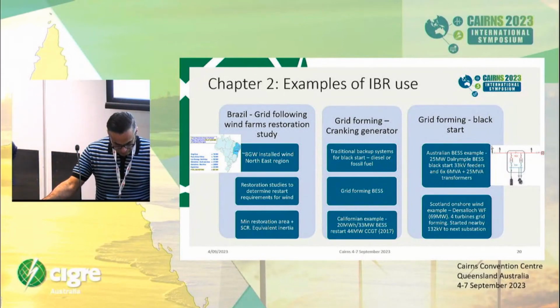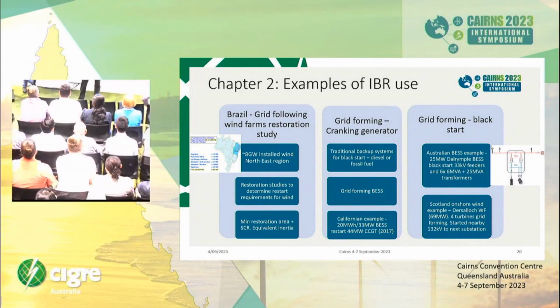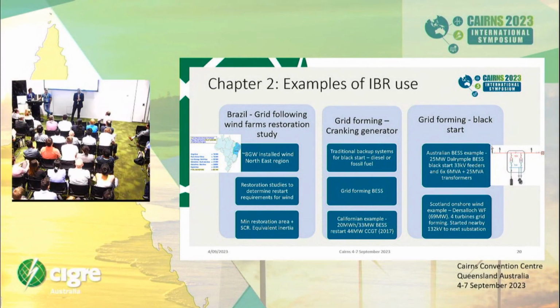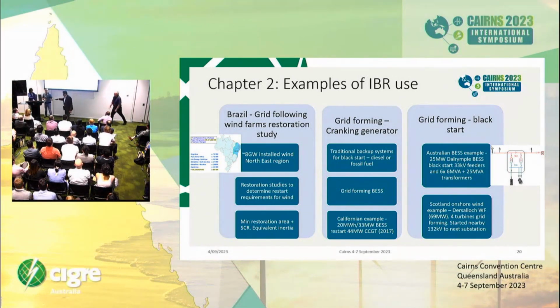It's also an economic decision, because in the US there is a requirement that if you are a black start resource, you have to carry that capability at all times. That means you cannot use a battery for that particular capability. So it's again an economic decision as well. So thank you. Okay, and I promise I will answer the question.